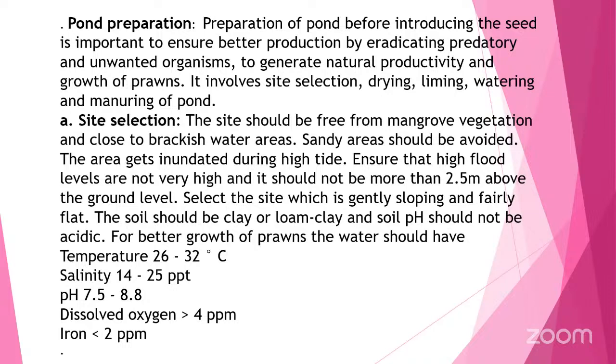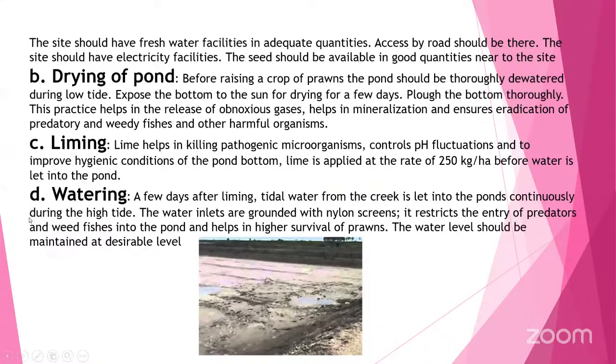For better growth of prawns, the water should have a temperature of 26 to 32 degrees centigrade. Salinity should be between 14 and 25, and pH should be between 7.5 and 8.8. Dissolved oxygen should be more than 4 ppm and iron should be less than 2 ppm. The site should have freshwater facilities in adequate quantities. Access by road should be there. The site should have electricity facilities. Seed should be available in good quantities near the site.